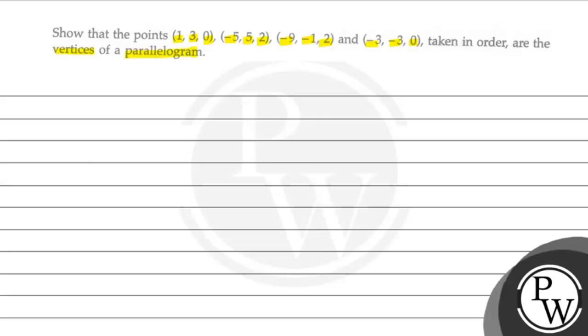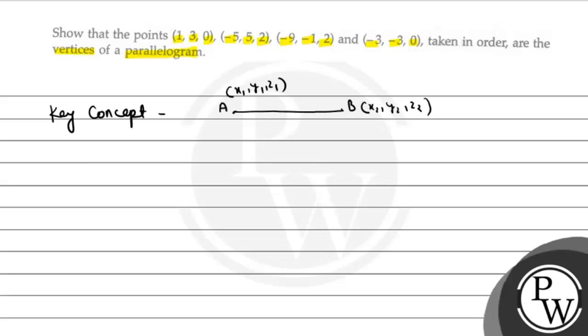Let's say this is a point A and this is a point B, and let's join point A to B. This is the coordinate of point A: x1, y1 and z1, and let's say this is a point B: x2, y2 and z2. Let's say point C is the midpoint of AB, and the coordinate of point C is x, y, and z.